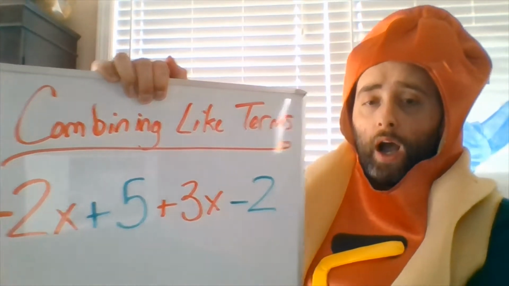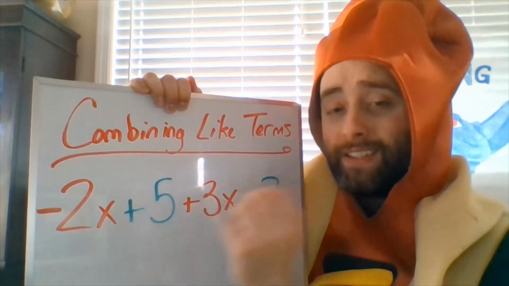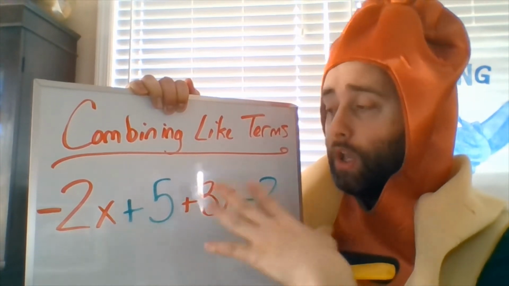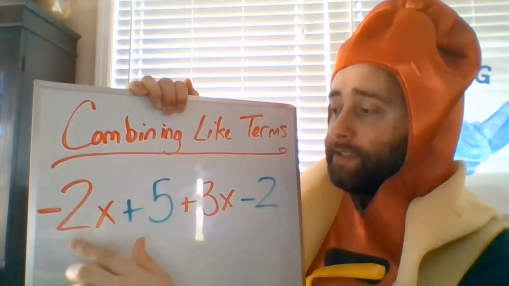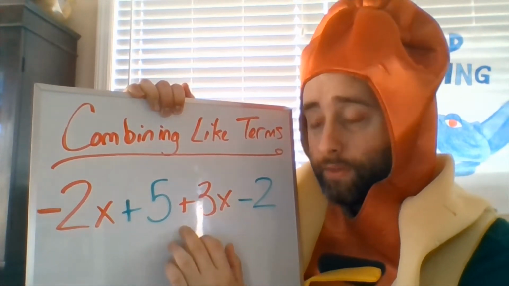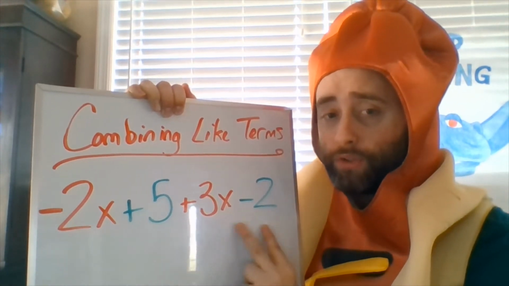Now, I also made it a point to label the sign that's in front of it, because the sign in front of it directly connects to the letter and the variable. So this isn't just a 2x, it's a negative 2x. This isn't just a 3, it's a positive 3. This isn't a 5, it's a positive 5. And this isn't a 2, it's a negative 2. This is the most important part right here.